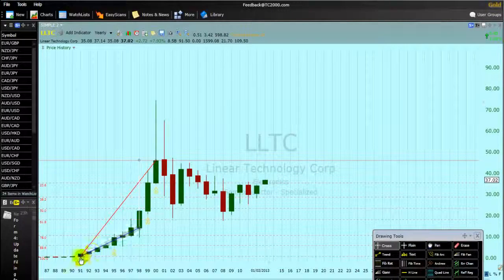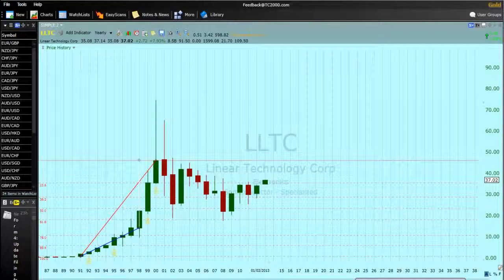But in fact, the movement I put in red here, from here to here, discounting the wick on the top, was a five-wave Elliott wave. You may ask, where is it? As an Elliott wave trader, you want to see what we call the internal waves. On this yearly chart, from here to here is one wave, but this one wave can be divided into five sub-waves. This is what we call the internal wave.